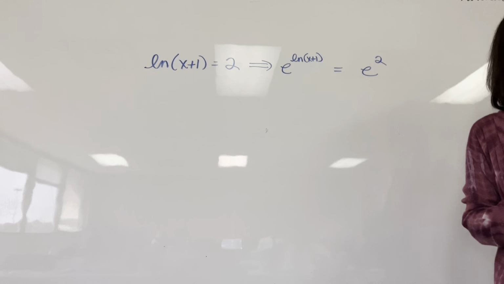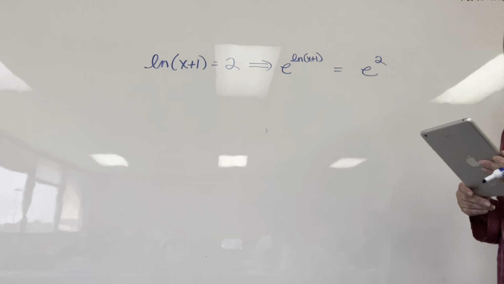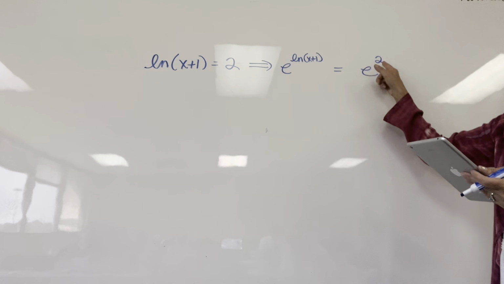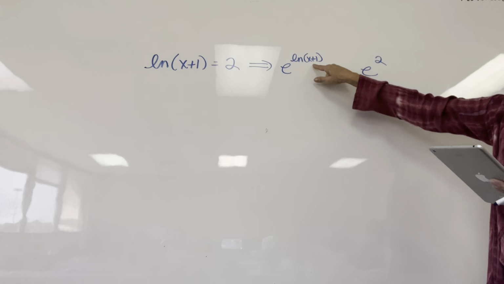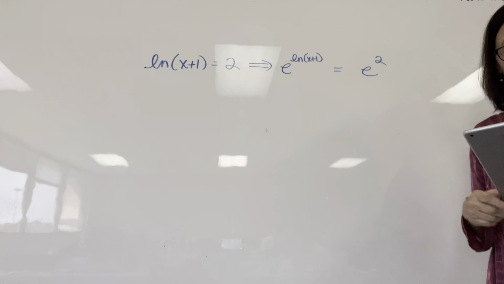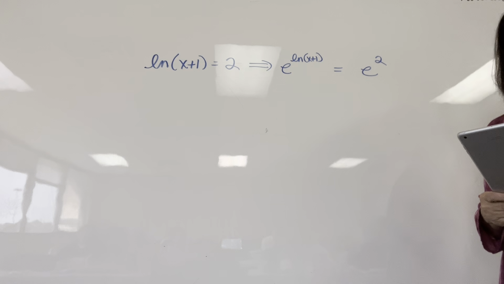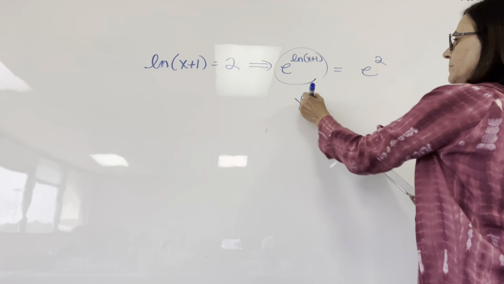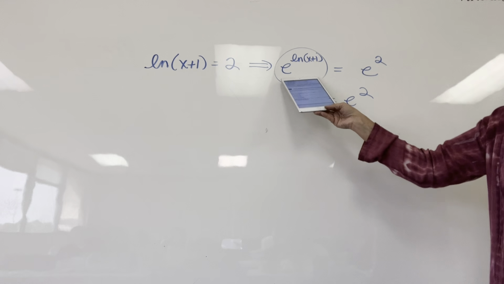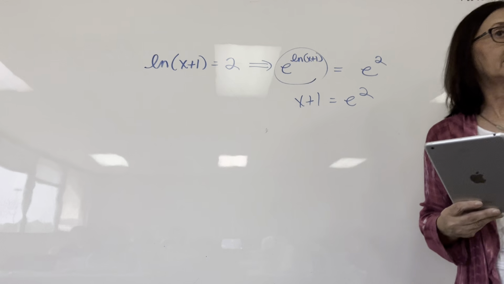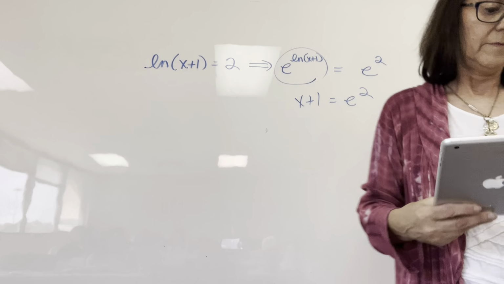Got it? Can't you do that? You can do that, yes. And then all they did was set, what does this equal? X plus 1. They just said x plus 1 equals e squared, because we know what this equals. Okay, that's not how I'm going to work it, because I believe the other way is more profitable.